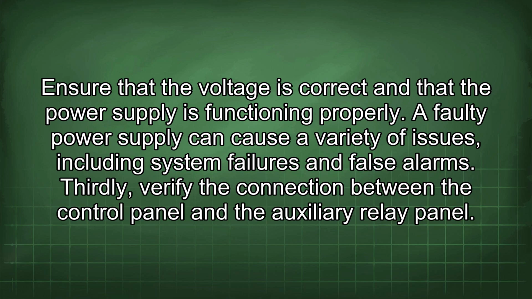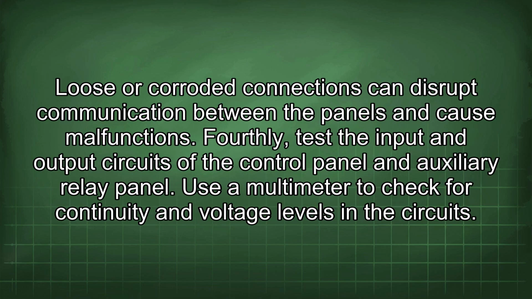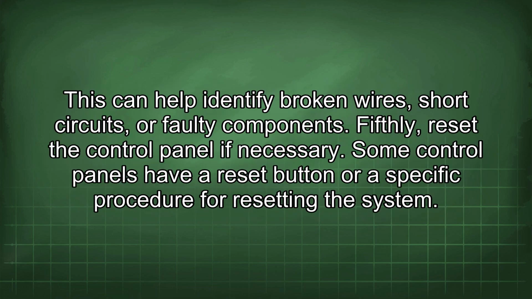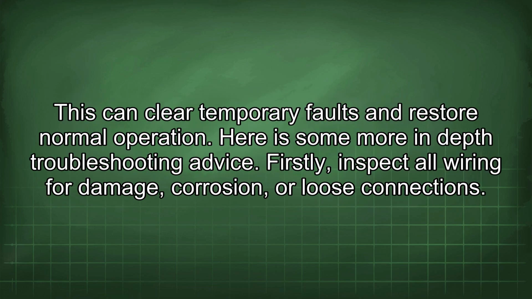Thirdly, verify the connection between the control panel and the auxiliary relay panel. Loose or corroded connections can disrupt communication between the panels and cause malfunctions. Fourthly, test the input and output circuits of the control panel and auxiliary relay panel. Use a multimeter to check for continuity and voltage levels in the circuits. This can help identify broken wires, short circuits, or faulty components. Fifthly, reset the control panel if necessary. Some control panels have a reset button or a specific procedure for resetting the system. This can clear temporary faults and restore normal operation.